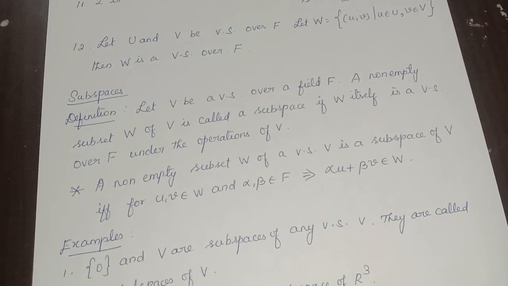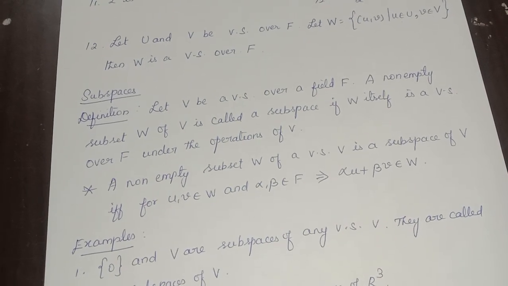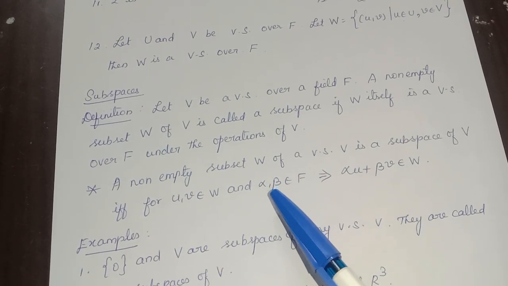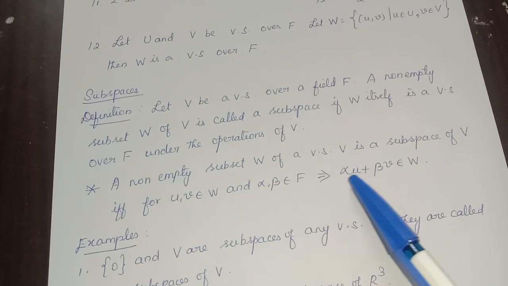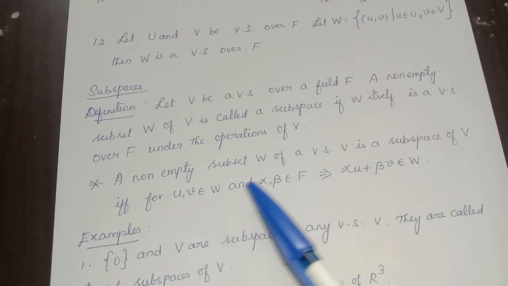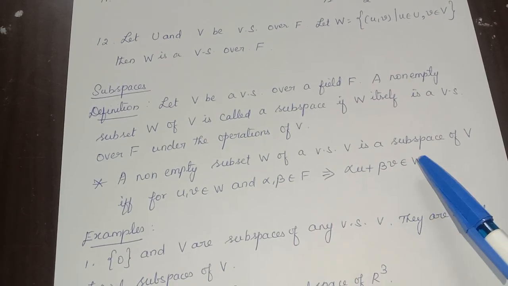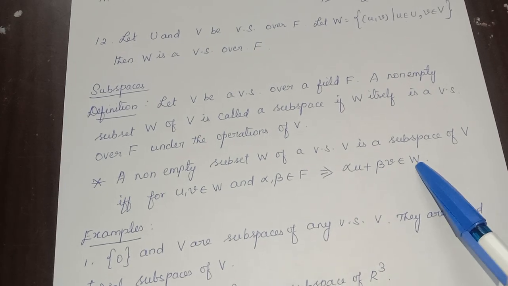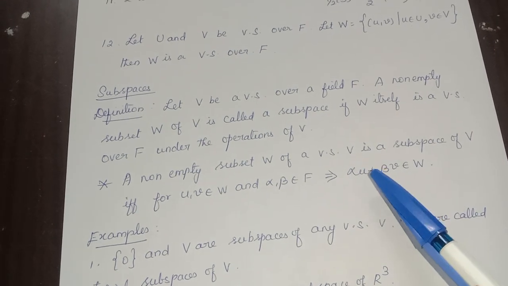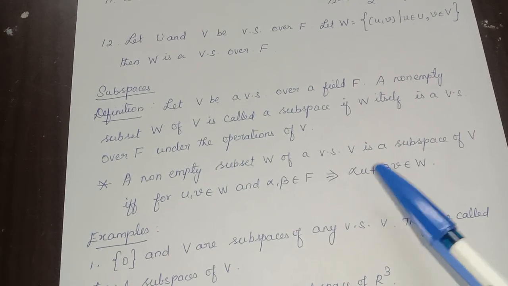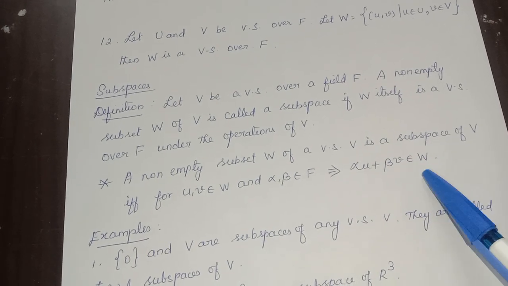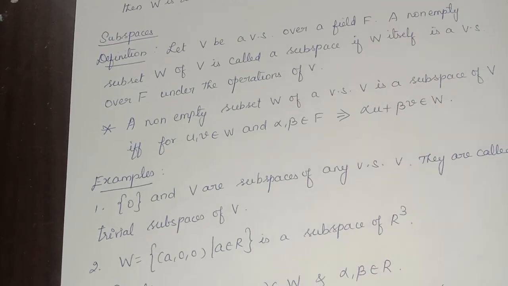For verifying whether W is a subspace of V or not, it is enough if we take two vectors u, v belonging to W and two scalars alpha, beta, and check whether alpha u plus beta v belongs to W or not. If for every u, v in W, alpha u plus beta v belongs to W, then W forms a subspace. Instead of checking all the conditions, it is enough to check only this condition, because all other properties are hereditary properties. If you check only this condition, it will obviously become a subspace of V. Let's see some examples for subspaces.